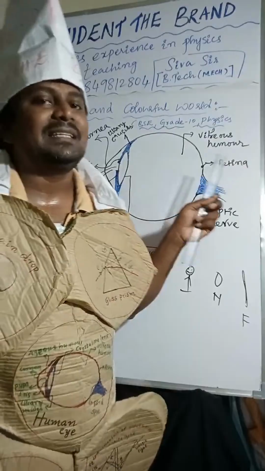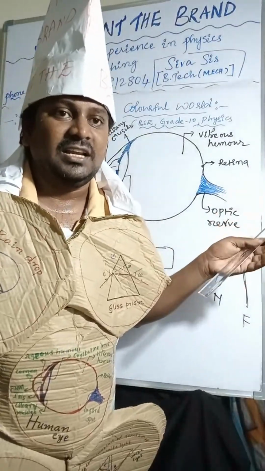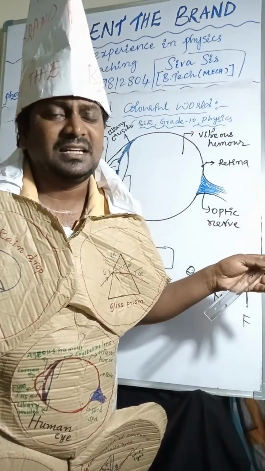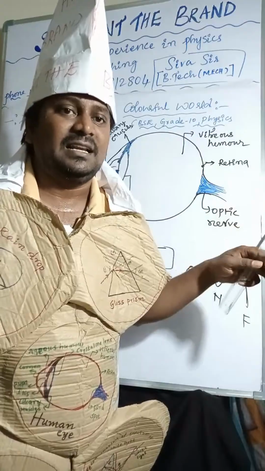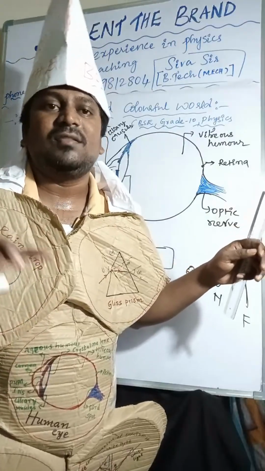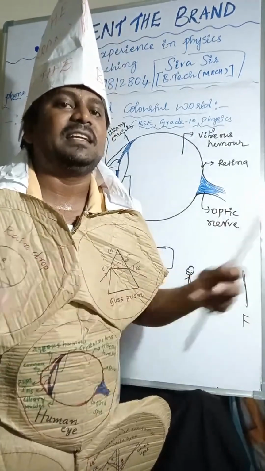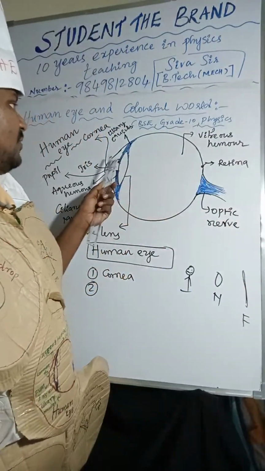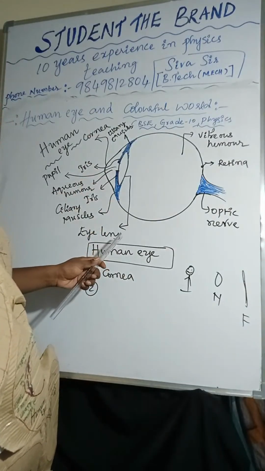Eye lens is a crystalline lens. Whenever light falls on it, it converts the light rays and makes them fall at the retina. So that is the eye lens. Eye lens is a crystalline lens.